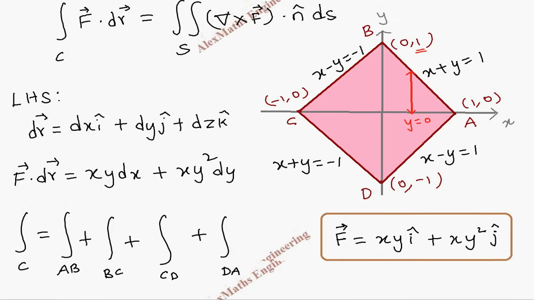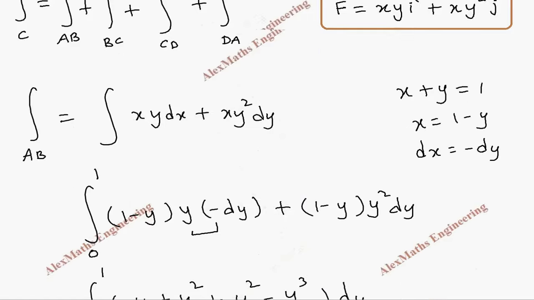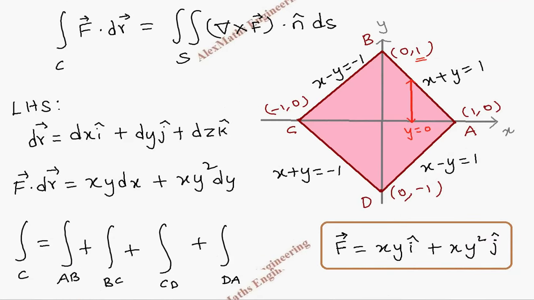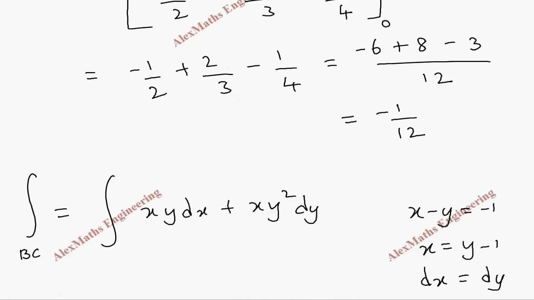Now coming to the second part, BC, which is integral xy dx plus xy square dy, and BC equation is x minus y is equal to minus 1. So x minus y is equal to minus 1. From this, x is y minus 1 and dx is dy, and the limit for y is from B to C. So it starts from here and ends at here. So the limit of y varies from 1. So the topmost value is 1 and the bottommost value is 0. So it is 1 to 0.